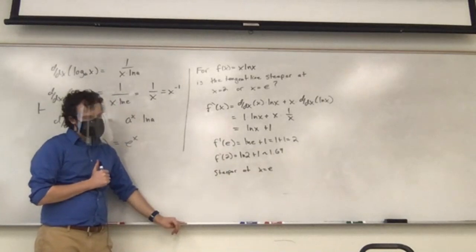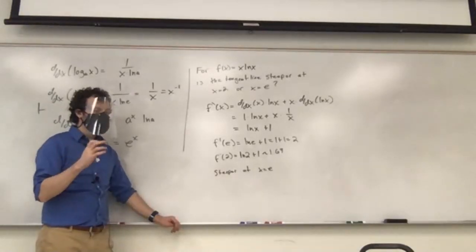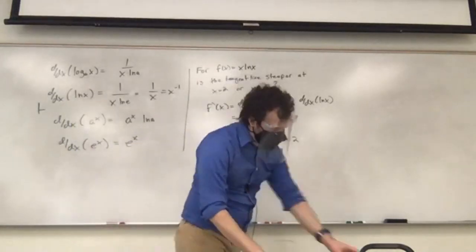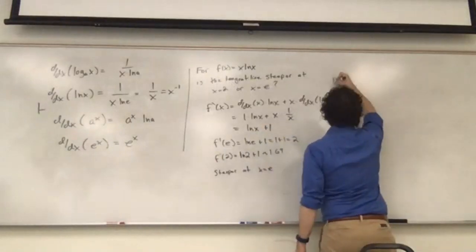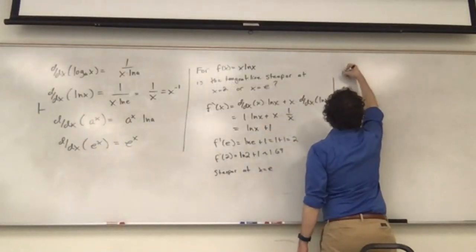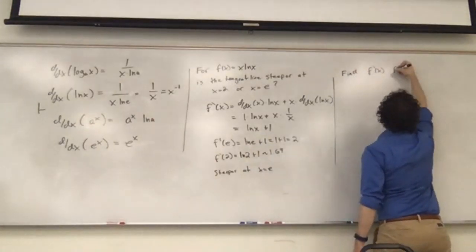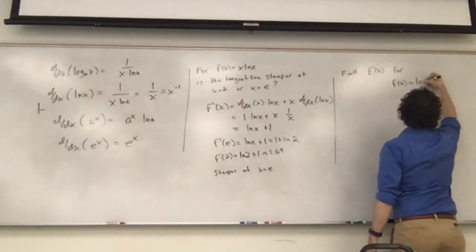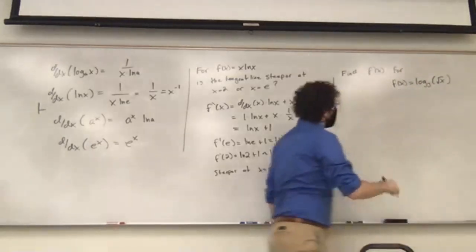Okay. Let me do another problem, which is not really introducing anything new, but there are two ways that we'll be able to do it, and the second one suggests a new direction. So this one will be just a straight derivative problem. Let's find f prime of x for f of x equals log base 3 of the square root of x.